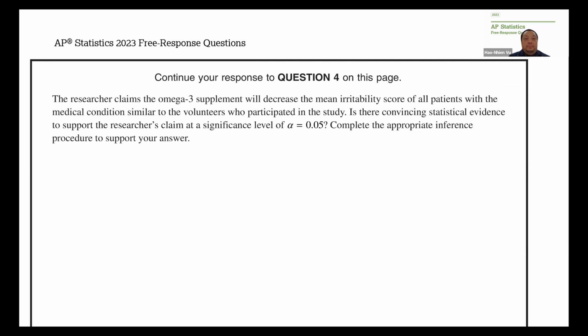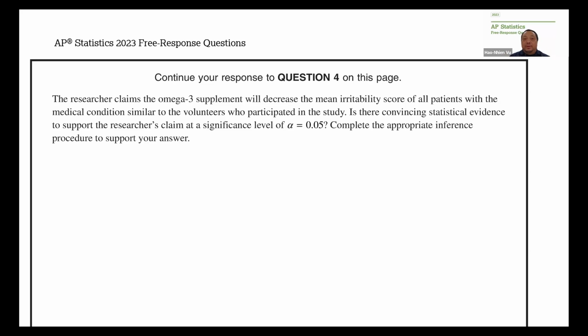Next page. The researcher claims the omega-3 supplement will decrease the mean irritability score of all patients with medical conditions similar to volunteers. Is there convincing statistical evidence to support the researcher's claim at a significance level of alpha equals 0.05? Complete the appropriate inference procedure to support your answer.